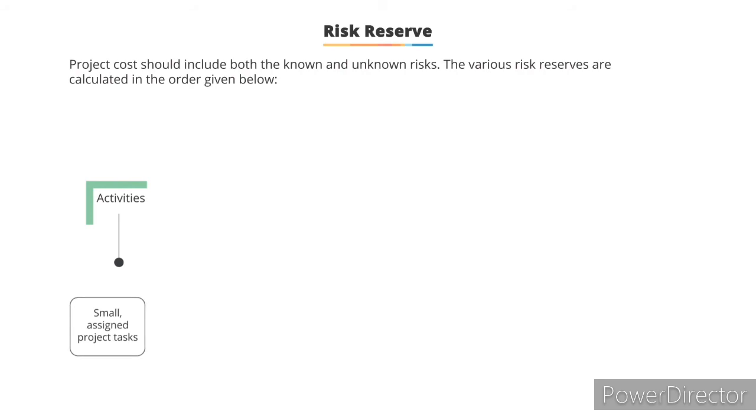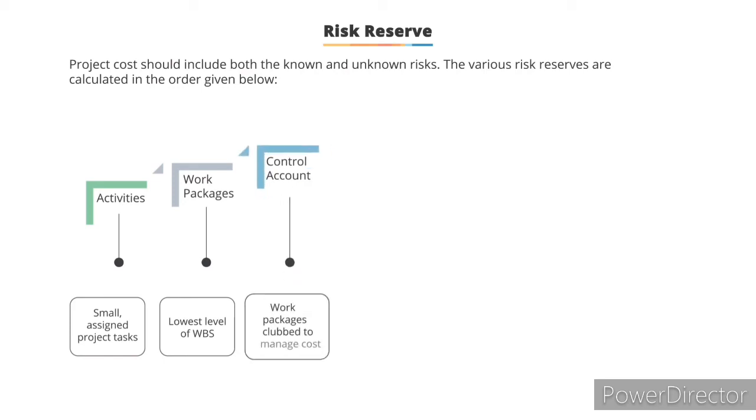First, the cost of all activities is identified. Activities are the smallest, unique project tasks at the work package level. All the activity costs add up to the cost of the work packages. Work packages are the last level of classification in a work breakdown structure. Work package costs add up to the control account costs.